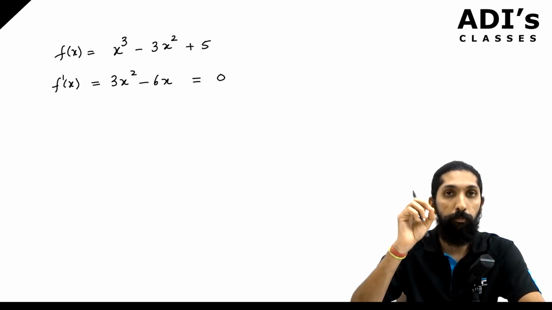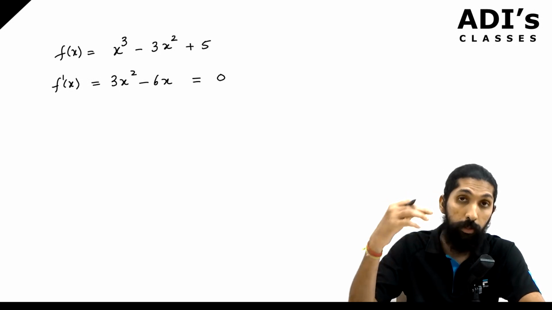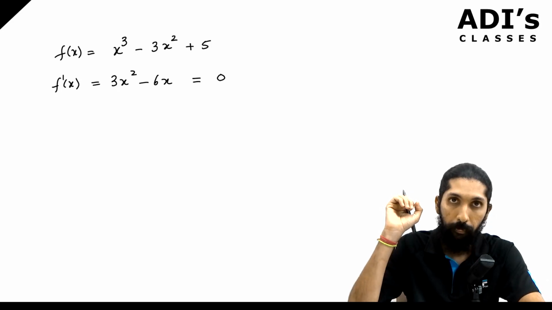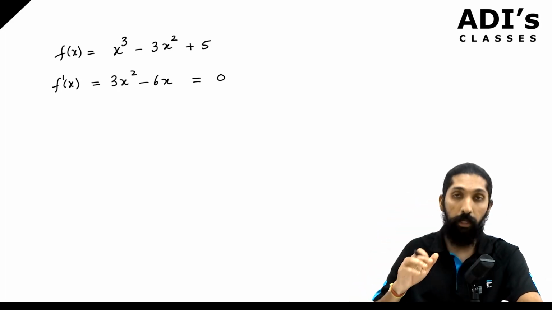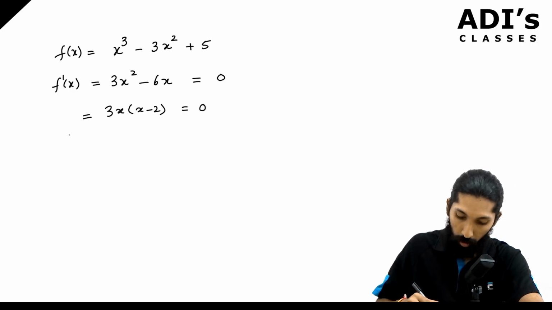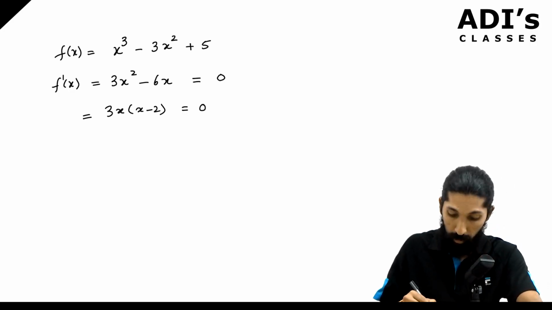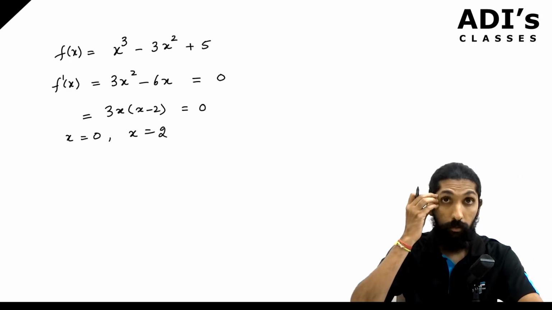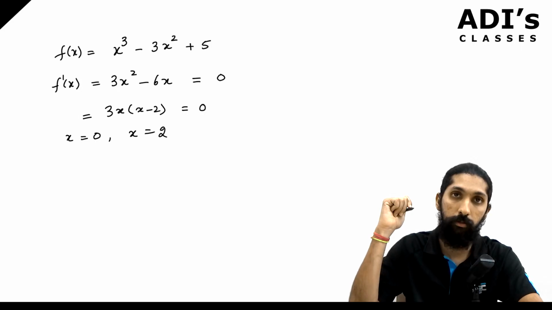Those are the points of inflection. So what we are going to check is, we will substitute that value in the function and check it. In the sense, first equate it to 0. You will get 3x into (x minus 2) is 0. So we have 2 points now: x is equal to 0 or x is equal to 2, correct? Now we have 2 points of inflection.